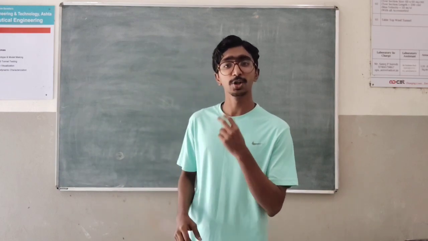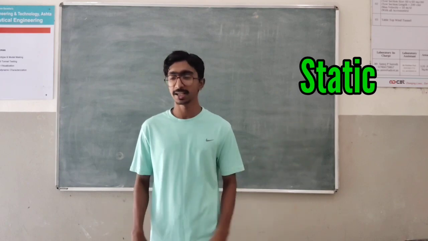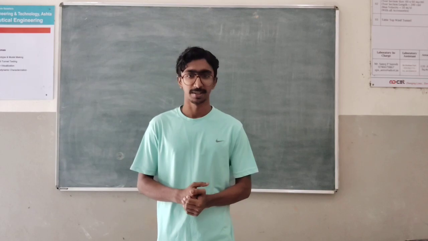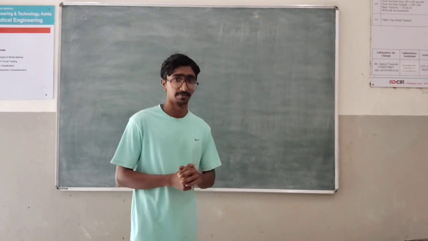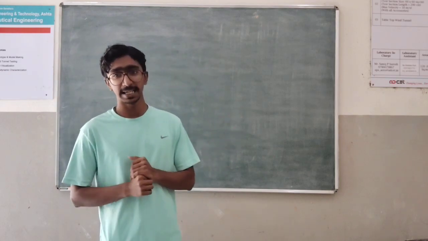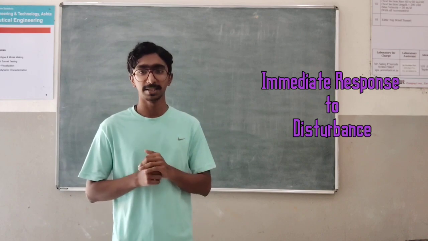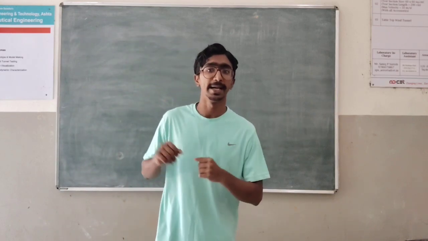There are two types of stability. One is static stability, and the other is dynamic stability. So let us go to the definition of static stability. Static stability means the immediate response to a disturbance if the object is in a steady state or at rest.